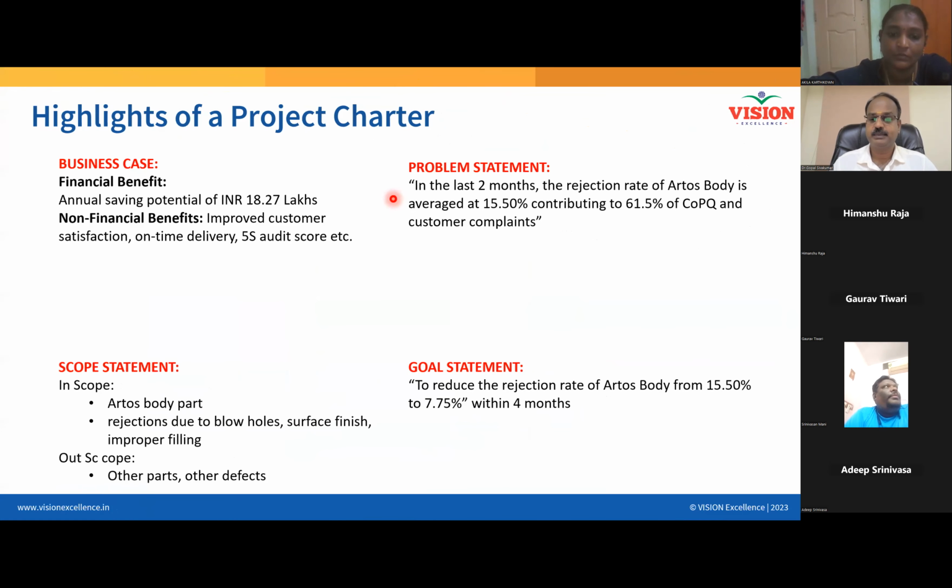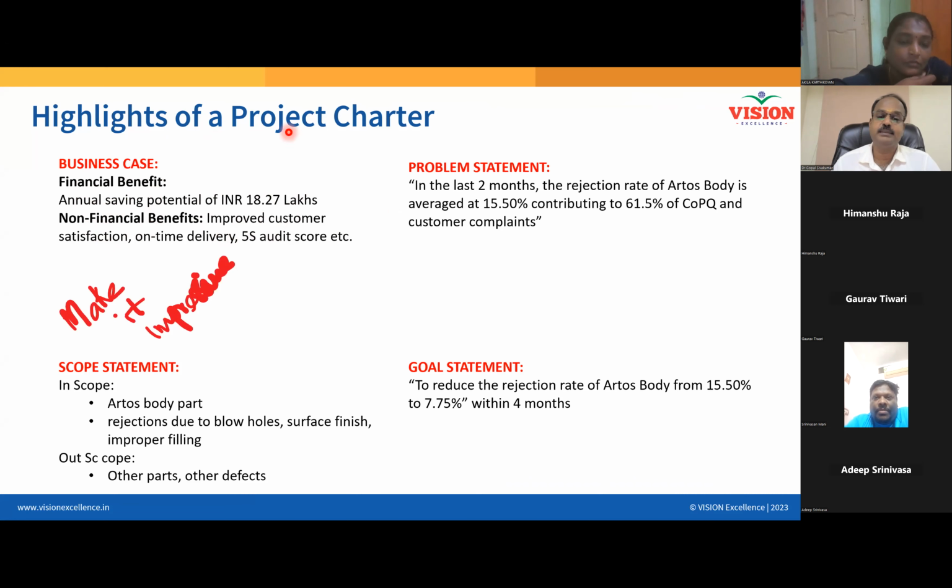The problem is projection. See here, some important elements of the project charter I am highlighting here. Can you see a business case? What is the importance of the business case here? Tell me. Financial benefit, 18 lakhs. This is what is important to your project sponsor. Your business case should be impressive. It will be impressive only if you highlight the financial benefit.